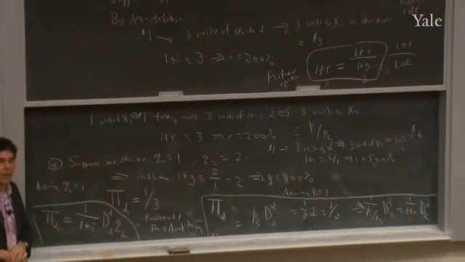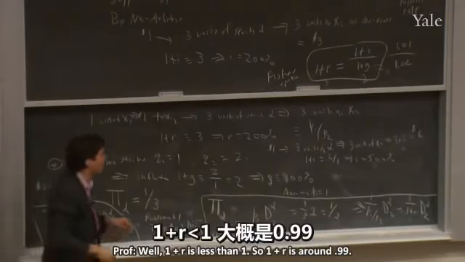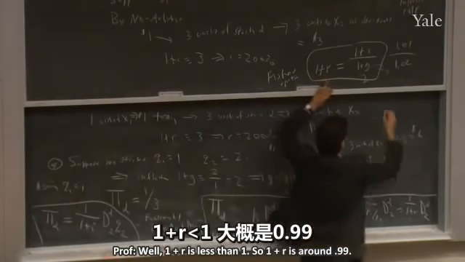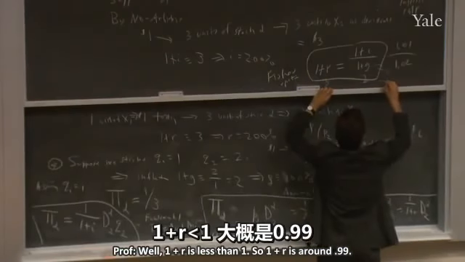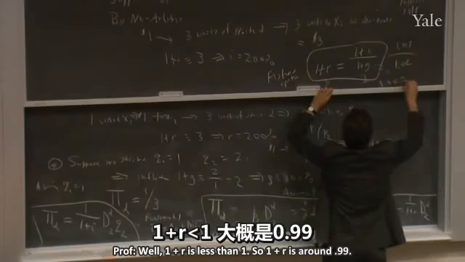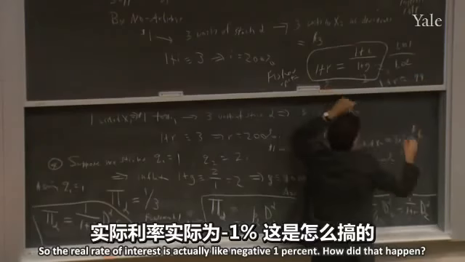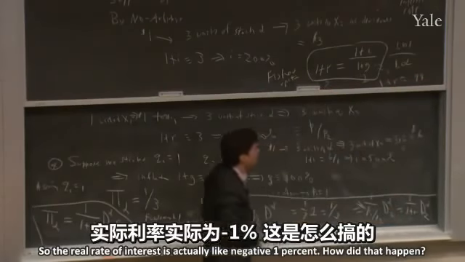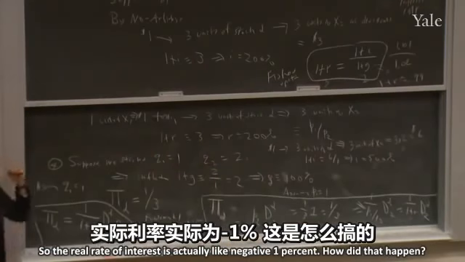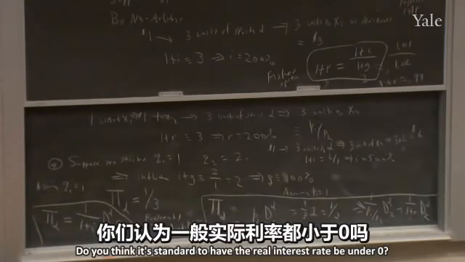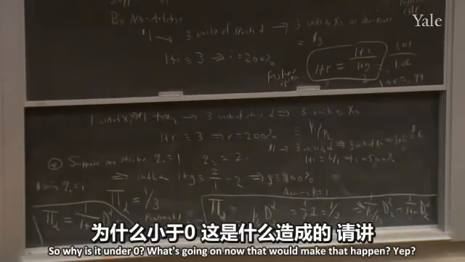What? It's less than 1, 1 plus r is less than 1. So 1 plus r is around 0.99. Okay, so the real rate of interest is actually like negative 1%. How did that happen? Do you think it's standard to have the real interest rate be under 0? So why is it under 0? What's going on now that would make that happen?